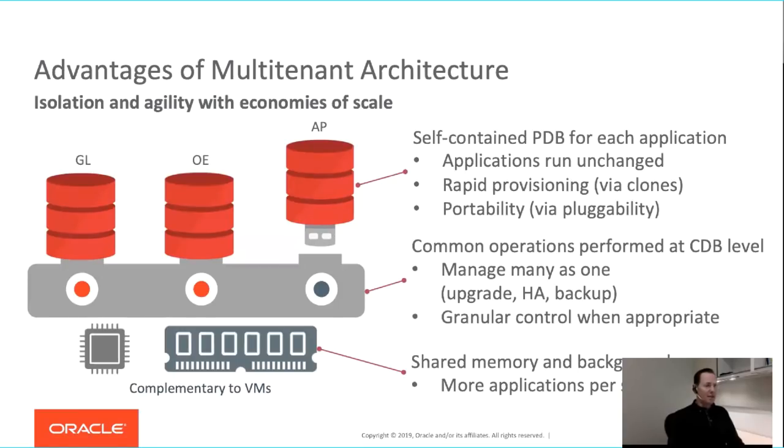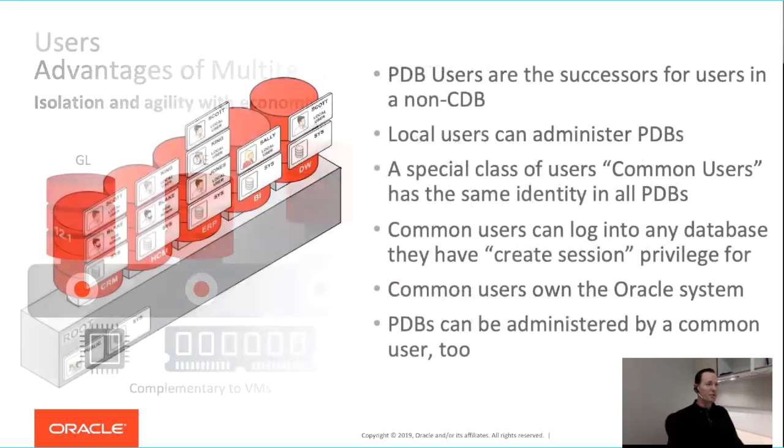But as far as the DBA is concerned, these common operations are done at the CDB level. So you're not managing each pluggable database separately as a separate database. You manage common tasks such as upgrade, high availability, and backup at the container level. But you can get granular when that's appropriate. For example, if you're using Resource Manager, you can lock that down per PDB basis. And then because you're sharing the memory and background processes with the CDB for all of the pluggable databases, you can fit more databases per server, or more applications per server, if you will.